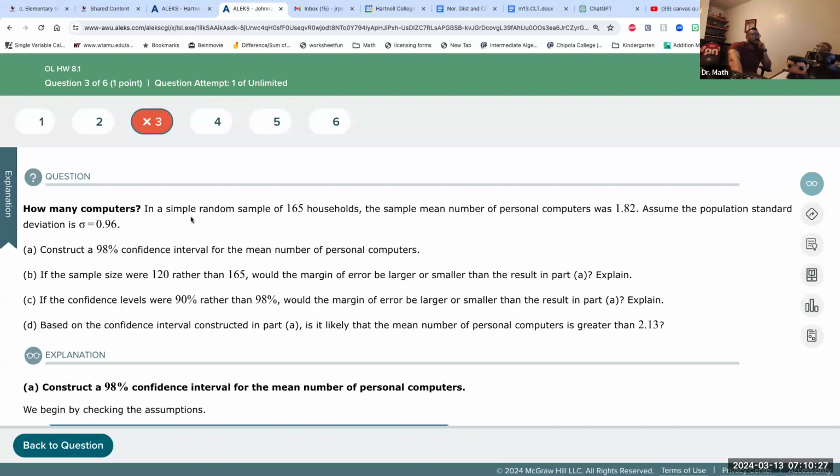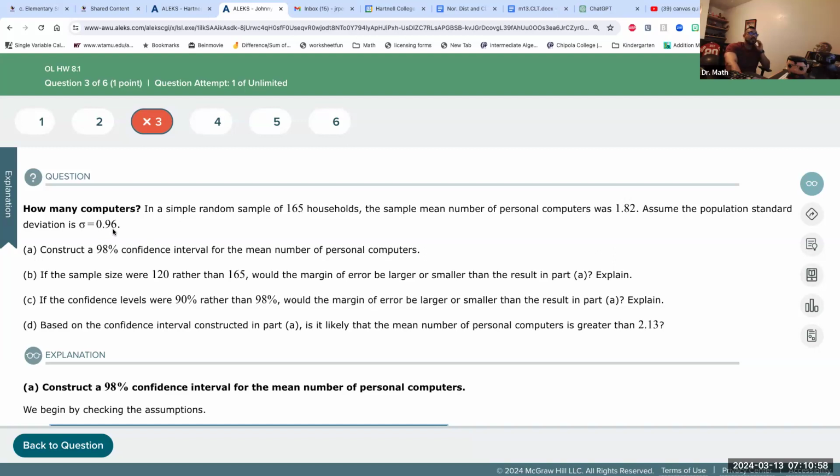So in the simple random sample of 165 households, right away what I like to do is start labeling things. That is our n value, so they provide us with n. The sample mean, which is our X bar, is 1.82. Make sure you're labeling all this. Assume that the population standard deviation is 0.96.